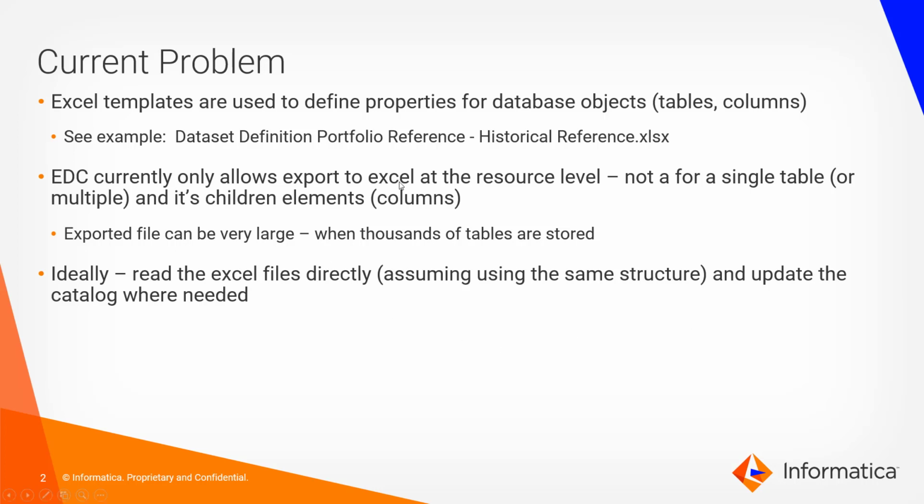What we have at our disposal today is a facility where we can do an export and import, a bulk export. But it's a specific format and it means you can only do it at the resource level. You can't just pick a single table or a set of objects. So ideally we want to be able to read these Excel files directly and update the catalog content directly, and that's what we're going to do using the catalog REST API.